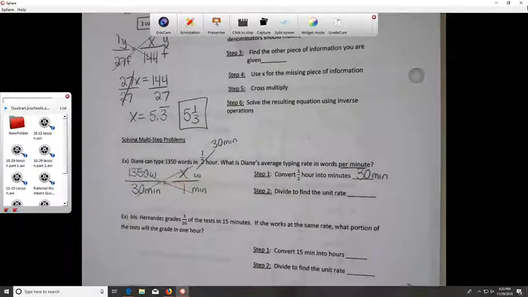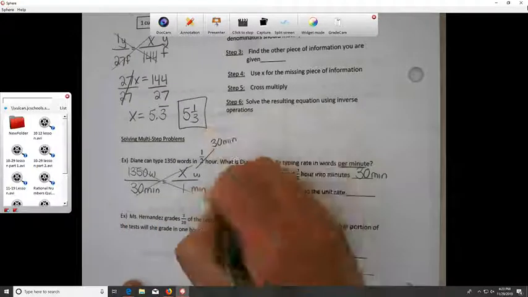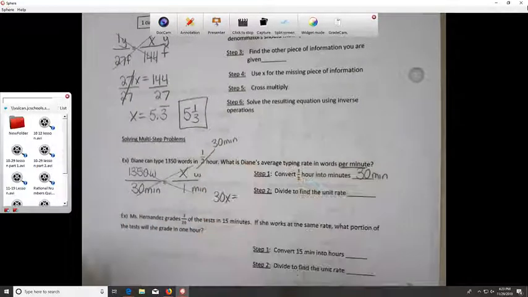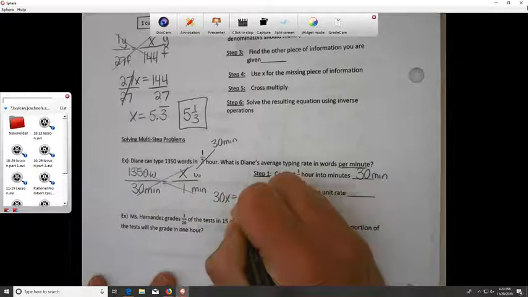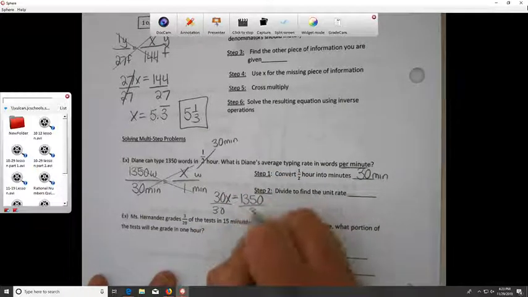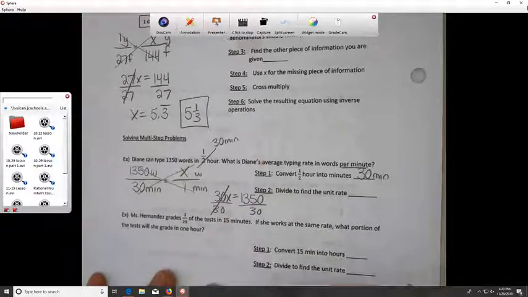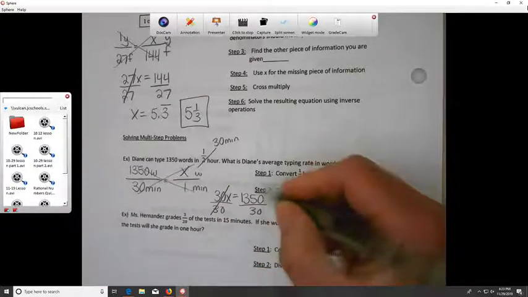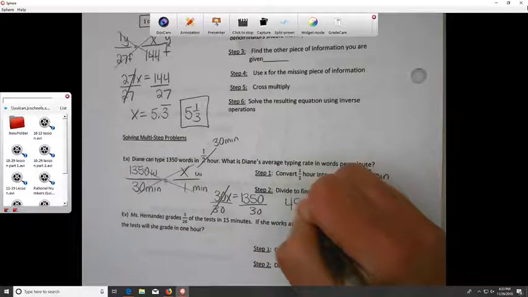And then again, just cross multiplying. So 30 times X is 30X. 1,350 times 1 is 1,350. And then we're dividing both sides by 30. So our 30s are going to cancel out. And 1,350 divided by 30 is 45.